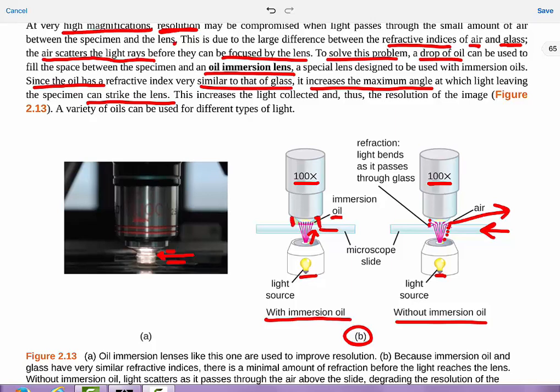So there isn't any air for the light to go through before it hits the lens, and then it continues on a very similar path as the one it was going through when it was going through the glass slide. This increases the light collected and thus the resolution of the image. So a variety of oils can be used.